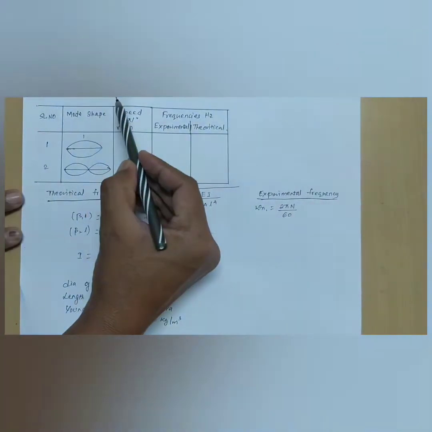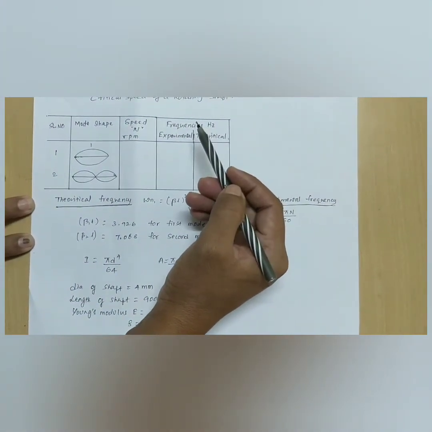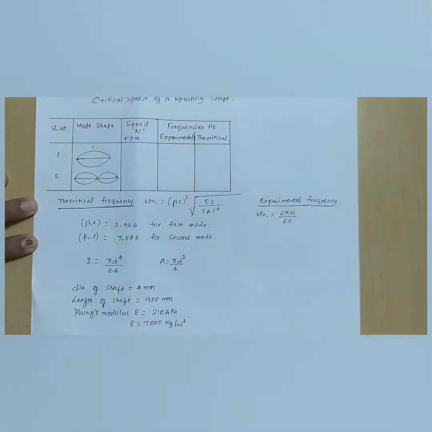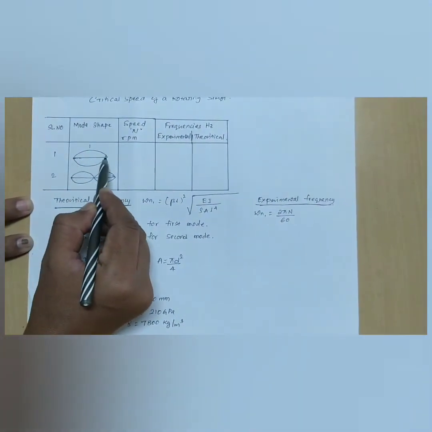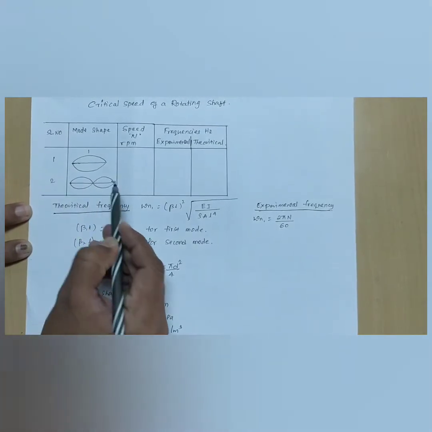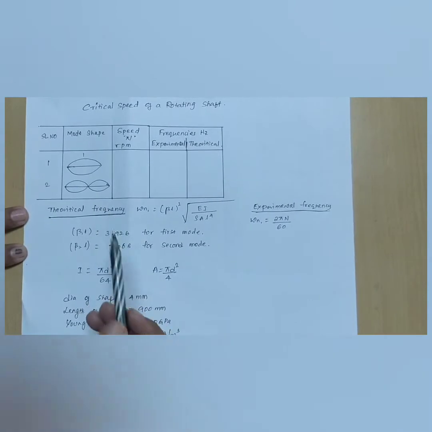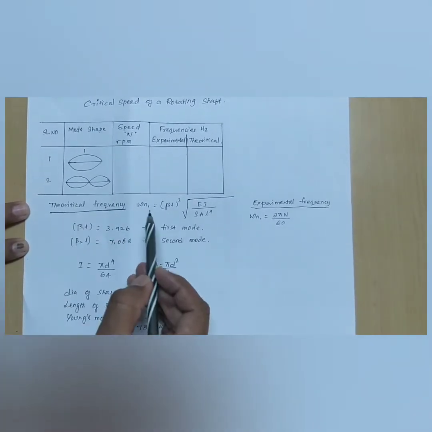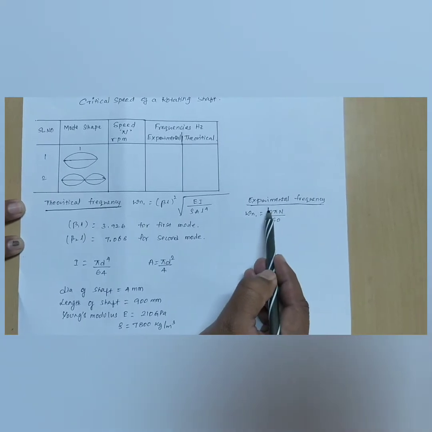The title of the experiment is Critical Speed of a Rotating Shaft. Here we are going to conduct two trials, that is, for mode shape 1 and mode shape 2, to find out the critical speed of a rotating shaft. We will be finding out the theoretical natural frequency and the experimental natural frequency.